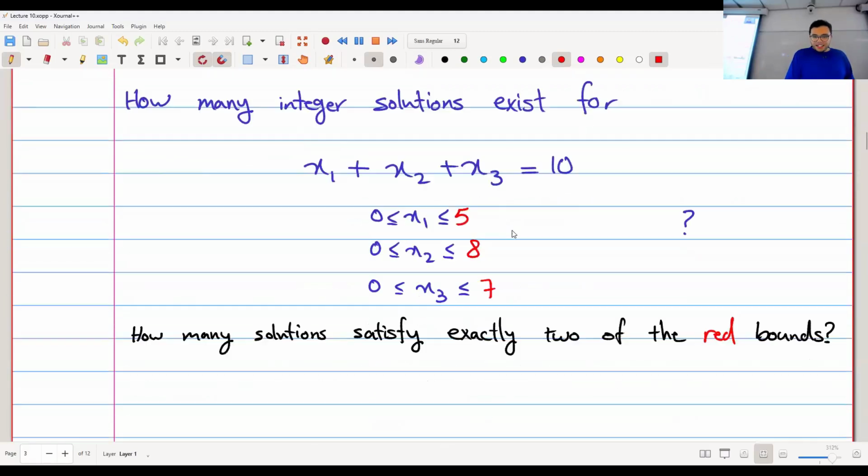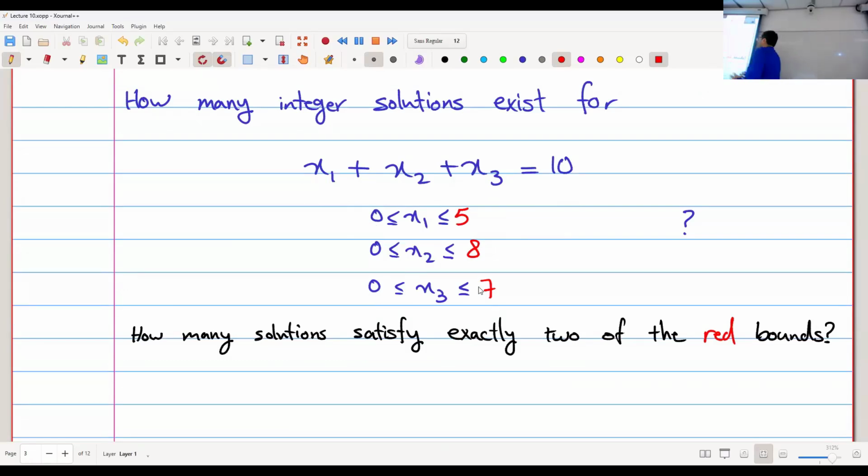Okay, let's see another problem. And this is very similar to the problems we've seen already, but I'm going to add a harder condition here. So again, we have the same linear equation, x1 plus x2 plus x3 equal to 10. I want to see how many integer solutions I have. But now, other than lower bounds, I also have upper bounds on my variables.